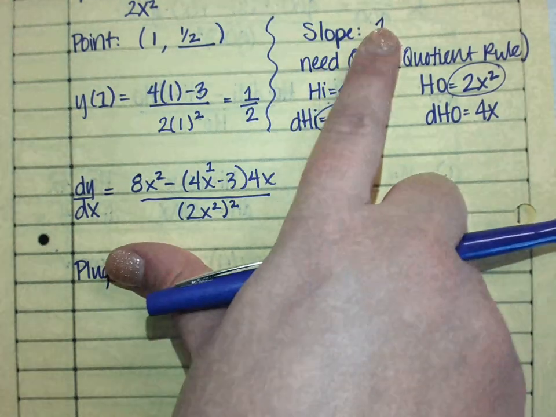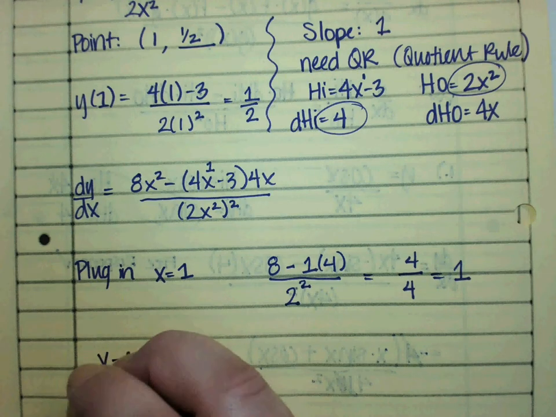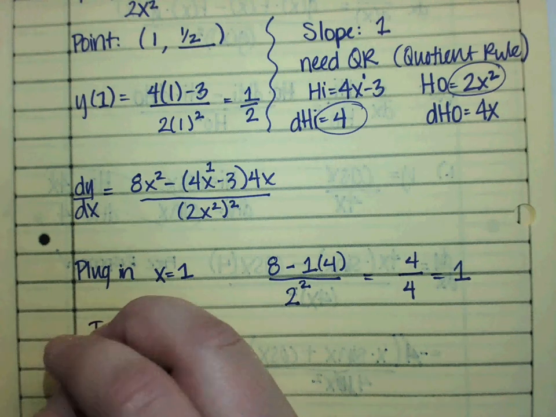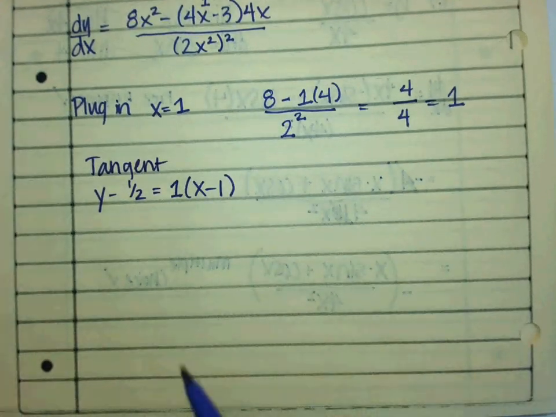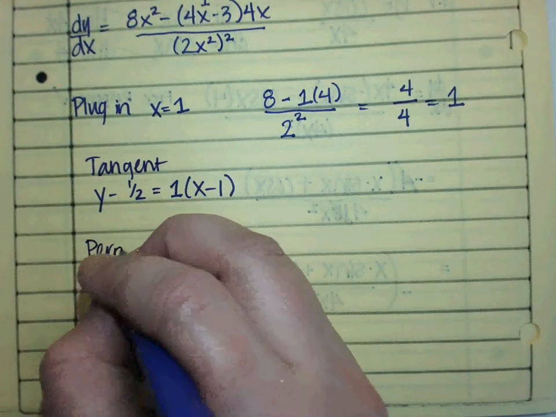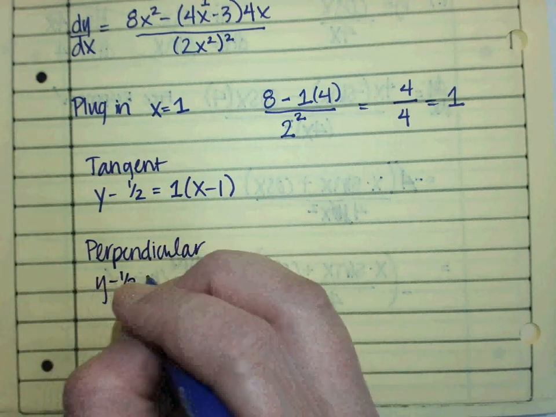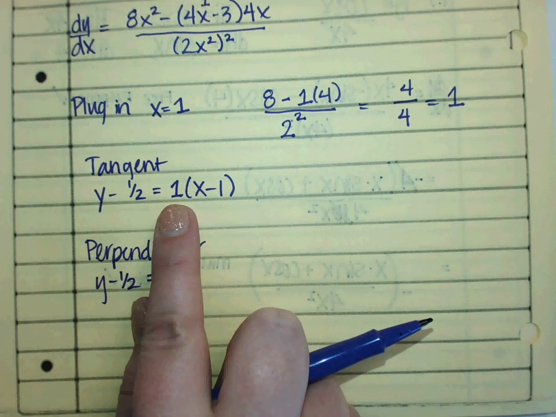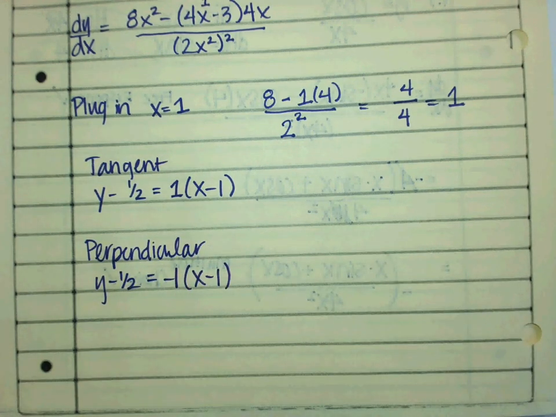So put your slope up here, and then we're going to write our equation of our tangent line. So y minus a half, slope of 1, x minus 1. That would be your tangent line. What would your perpendicular line be? So I'd have y minus a half. I'm flipping this guy. What is 1 if I flip it? Still 1, but negative. So it'd be negative 1, x minus 1. Remember, the only thing you change from a tangent to a perpendicular is the slope. Okay?